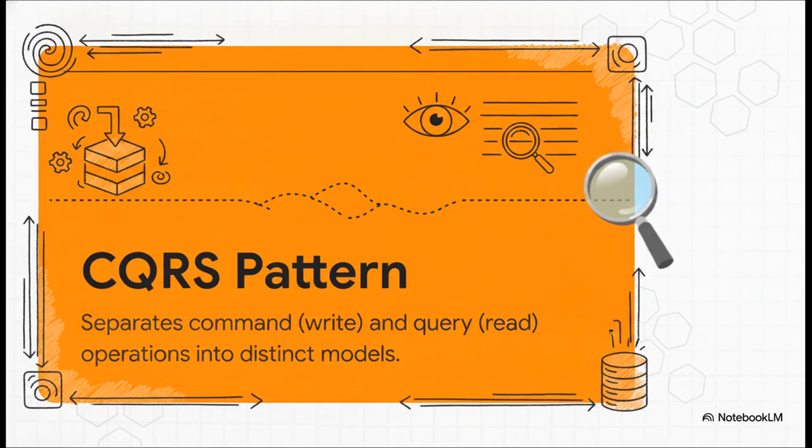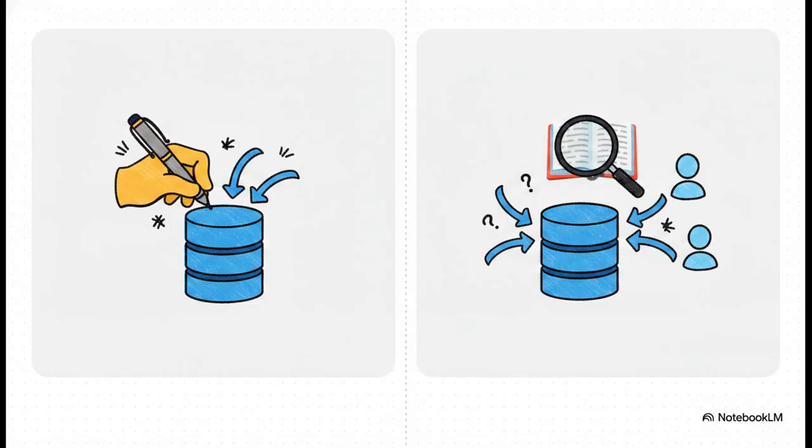Why go to all that trouble? Because in most highly scalable systems, the data models you need for complex writing logic are wildly different from the models you need for lightning-fast reading. And this brilliantly illustrates how the separation works.